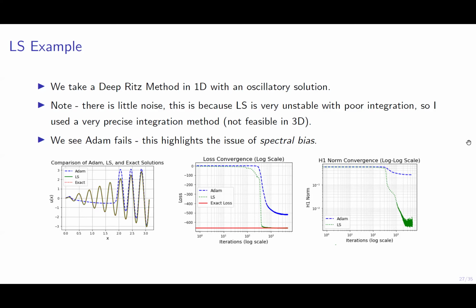But what happens when you use Adam is that you have this dotted blue line, and it seems to be picking up the higher amplitude bits of the oscillation. But here it just kind of gets stuck in something flat because it's not capable of capturing the high oscillation components that we have here.